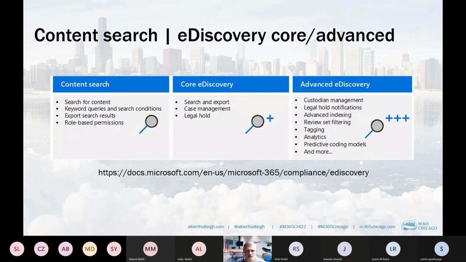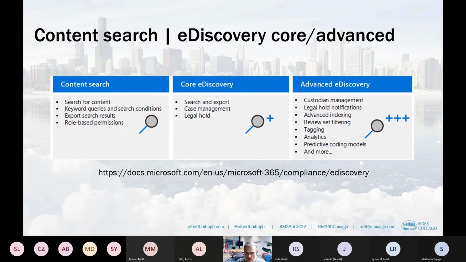Then we have advanced eDiscovery, and advanced eDiscovery, as you see over here already, goes beyond the core eDiscovery and content search. There's a lot of difference between the two functions. First of all, the way it works is with a term called custodians, for example. It also allows you to retrieve information which might not be stored within the Teams environment you want to search, for example. It can go beyond that.